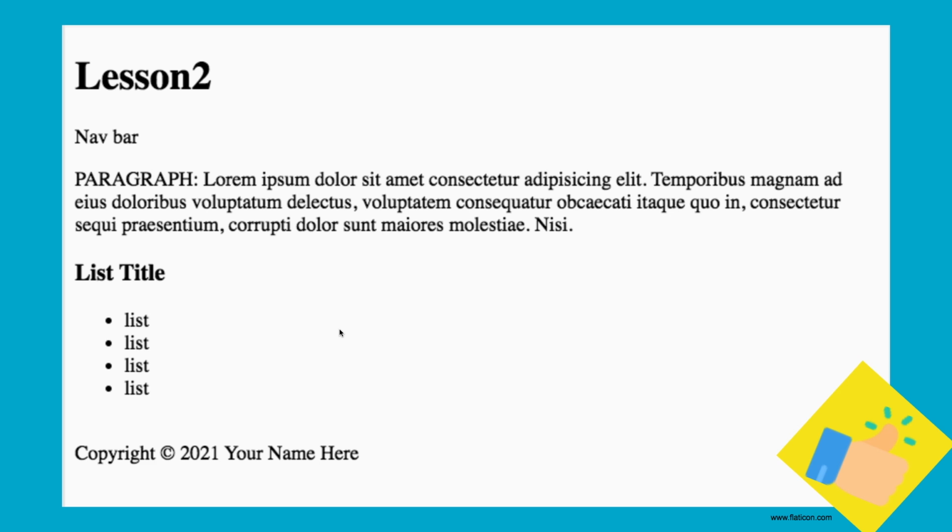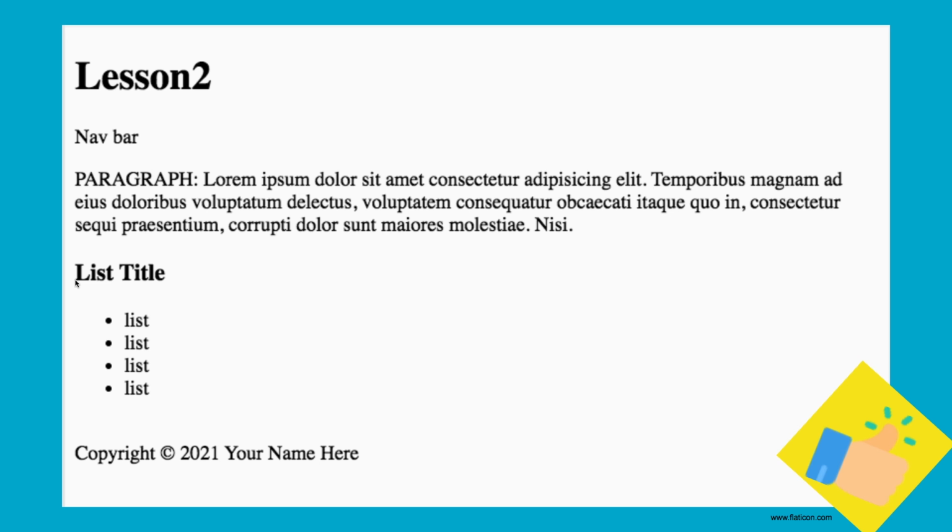And this is what we're going to be constructing in lesson 2. For our title, we're going to place in the header lesson 2. In our nav tag, we're going to have the text nav bar. It's going to be our placeholder for our nav bar. Then we're going to have our paragraph tag.